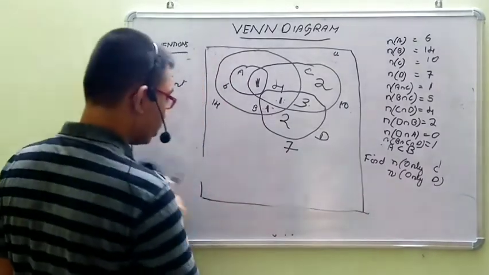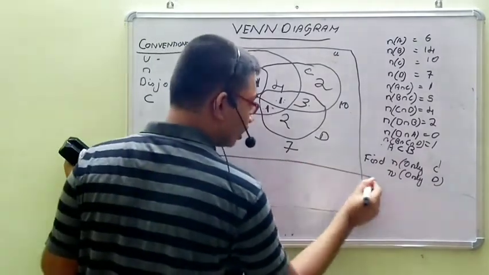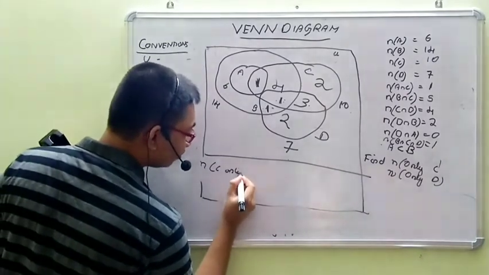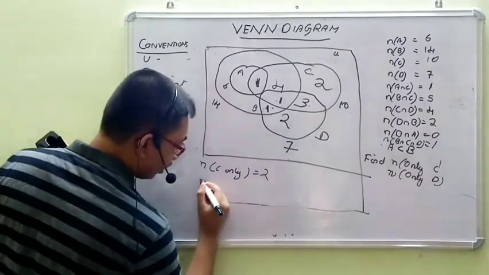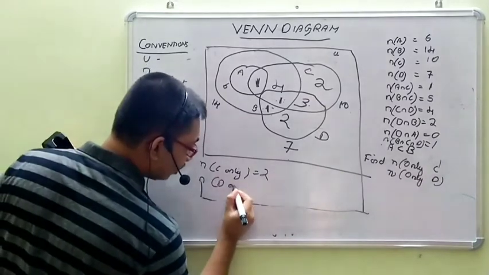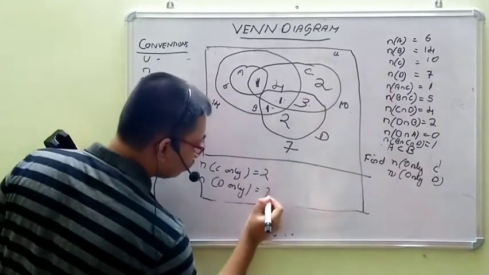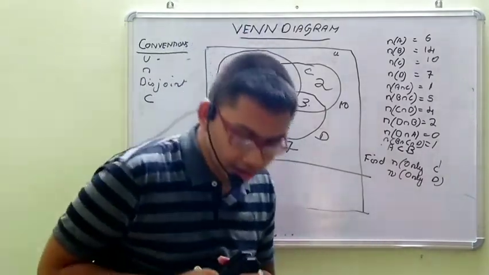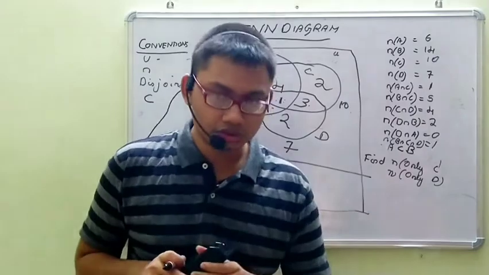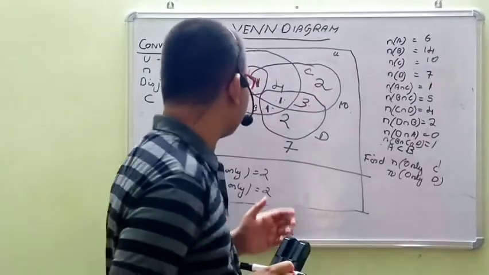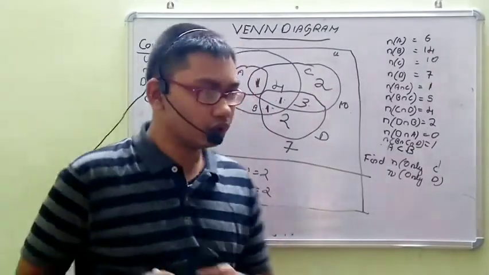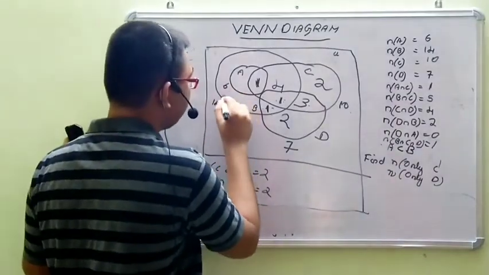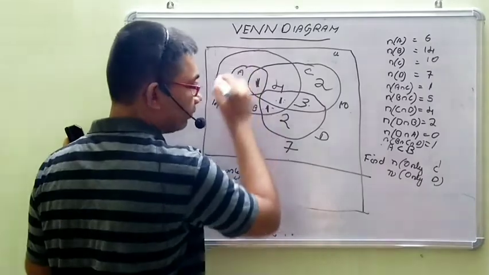Okay. Let me make the universal set like this itself. n(C only) is equal to 2. n(D only) is equal to 2. Now, if we have to compute the same for B, it is actually possible. Do you know why? Because this whole portion, 14 minus 6, will be 8. This portion will be 8.